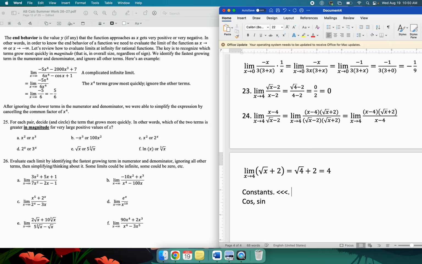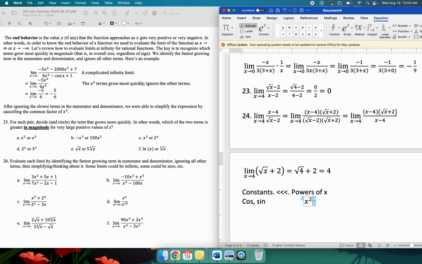After that, much, much faster than that are powers of x. So that includes obviously functions like x squared and x cubed, but it also includes things like square root of x, because square root of x is a power of x, it's x to the 1/2. Within this family, the higher your power of x, the faster you grow.